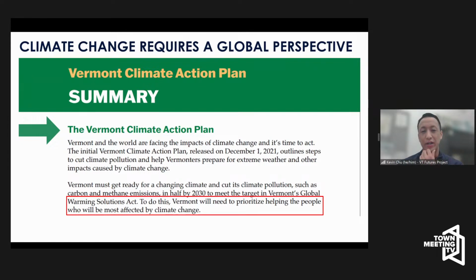The climate doesn't end at the borders of Vermont, which is why this language that I've highlighted really stands out to me in our climate action plan. It says Vermont will need to prioritize helping the people who will be most affected by climate change. Certainly within the state, there will be differential impacts, often along socioeconomic lines. But the people who will be most affected by climate change, many of them don't live in Vermont yet.